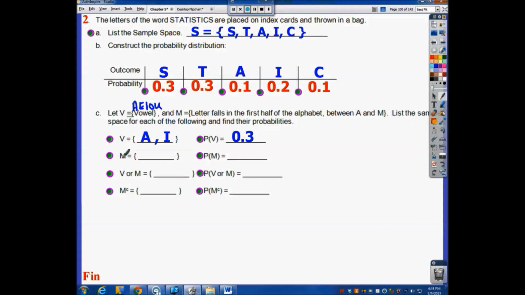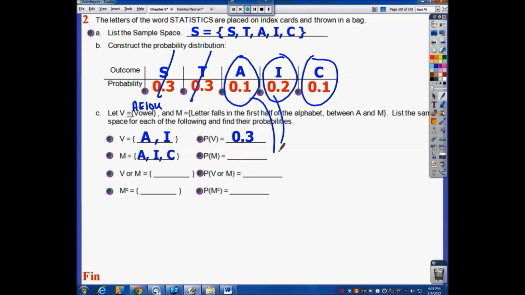M. What's the event M that we get a letter that falls in the first half of the alphabet between A and M? Well, S is not between A and M, and certainly T is not. A is, and I is, and C is. So A, I, and C represent our sample space for this event, and the probability would just be those three things all added together, because A, I, and C are all disjoint events. You know, there is no overlap between A and I. There is no overlap between I and C. They're individual unique letters. So 0.1, 0.2, and 0.1 makes our 0.4.